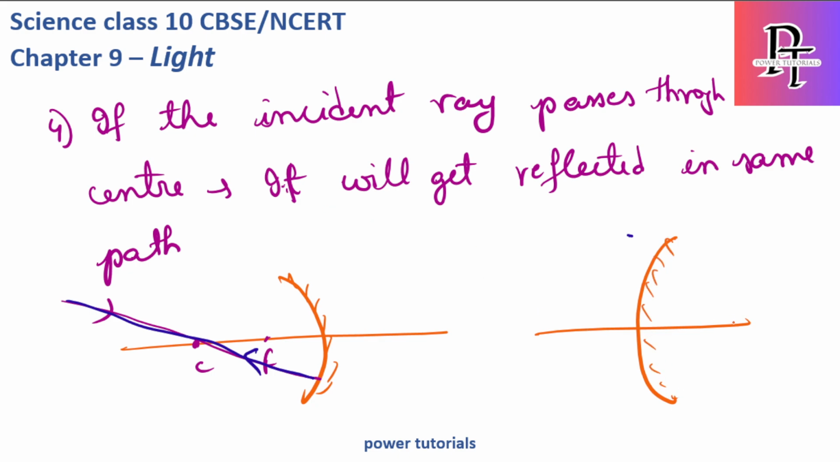So here the C will be inside, this will be C. If I have a line which is passing through C, then I told you it will get reflected in the same path. However it is coming and hitting the mirror through the center, the reflection will go back along the same path to the center. Those are the main 4 points which you need to remember while explaining any ray diagram.